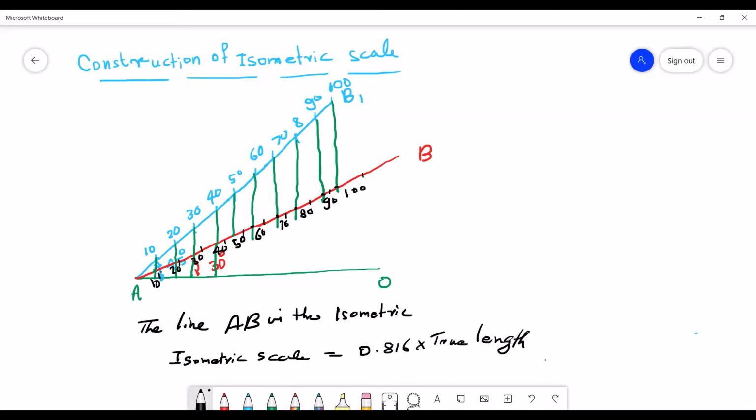And for making the isometric projection, generally we are not using this isometric scale, because making the drawing with the isometric scale is very much tedious as well as very much difficult. So generally the isometric projection is made with the actual scale only.